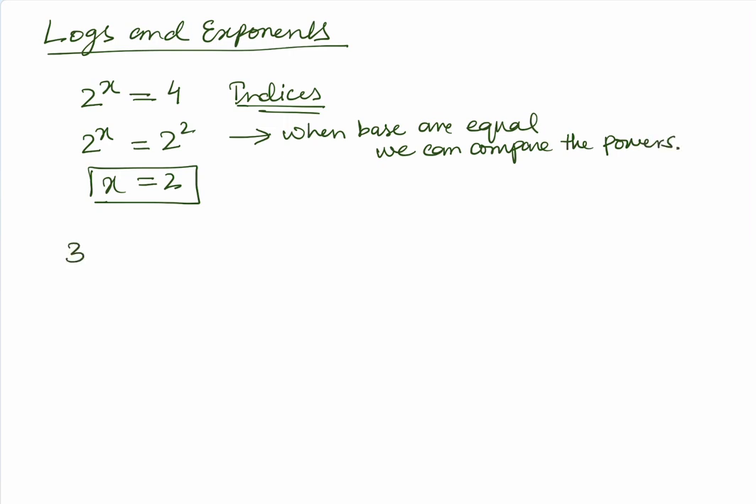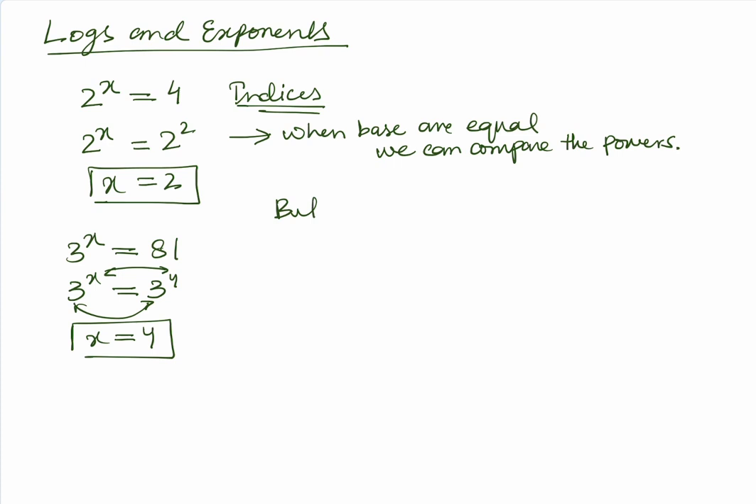Similarly, if you have 3 power x equals 81, you can do the same thing: reduce everything that you can reduce. I can reduce 81 to 3 power 4, since 3 times 3 is 9, 3 times 9 is 27, and 3 times 27 is 81. So when my bases are equal, I can compare these powers, that is x equals 4. But the question here is: what happens if you cannot make the bases equal?